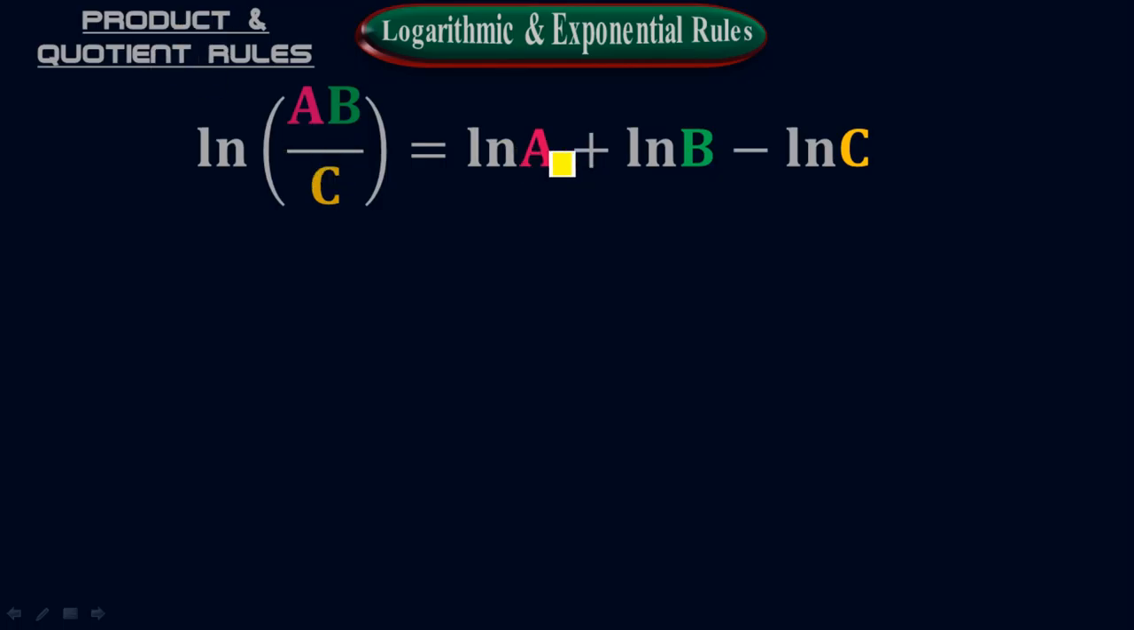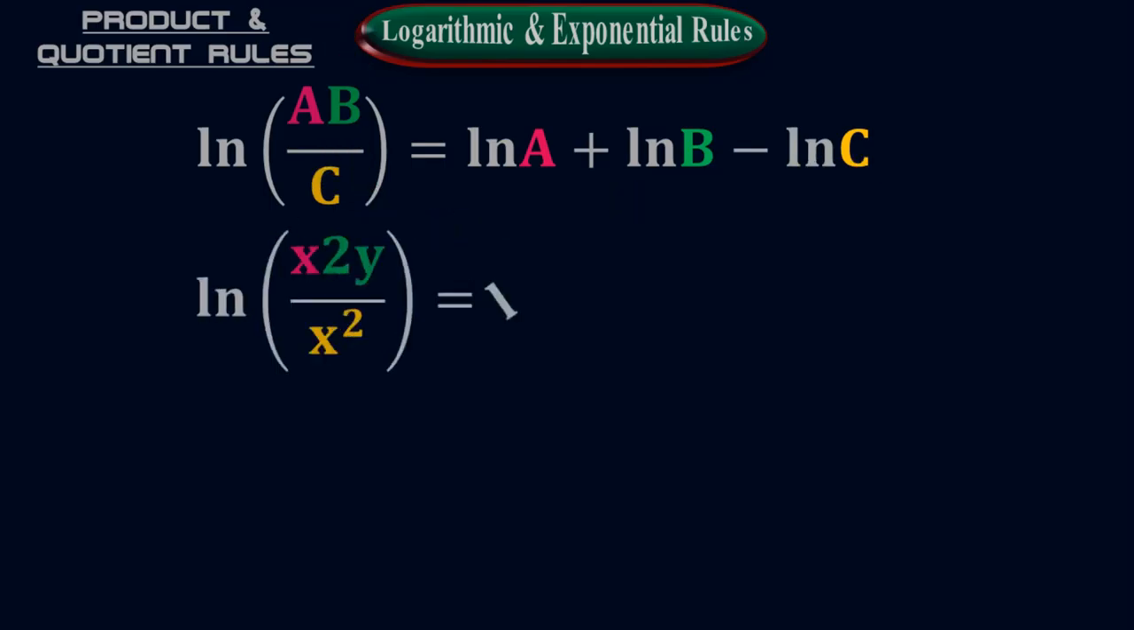Because of this product, it is called product. And because of this fractional form, it is called quotient. So overall, we call it the product and quotient rule. For the product, we already know that we have natural log a plus natural log b. For the fractional, we have minus natural log c. This is for the numerator and this is for the denominator. For the numerator, we have natural log a plus natural log b because we have a product. For the denominator, we have minus natural log c because we have the fractional form.